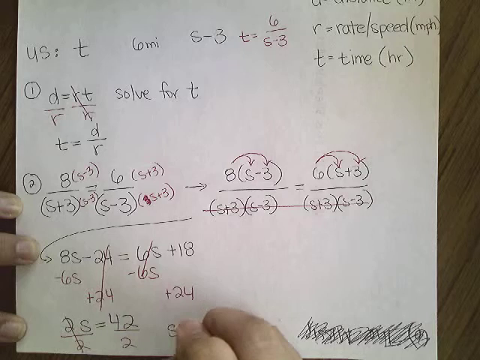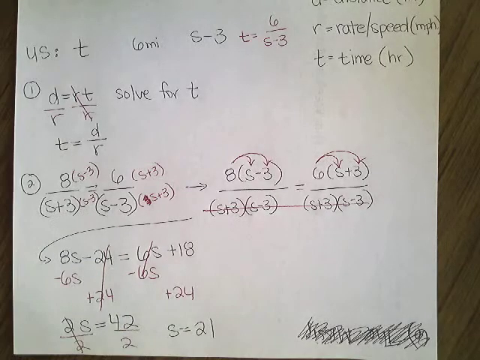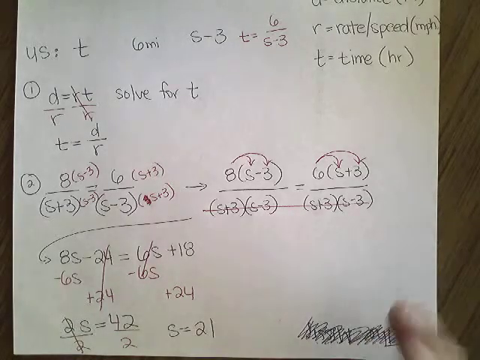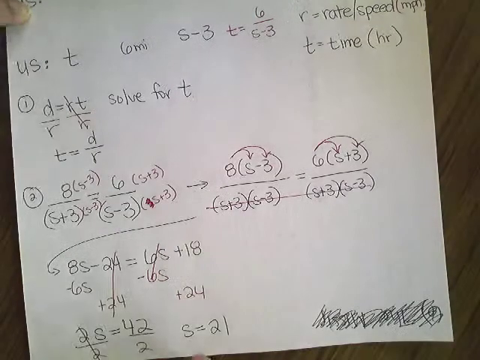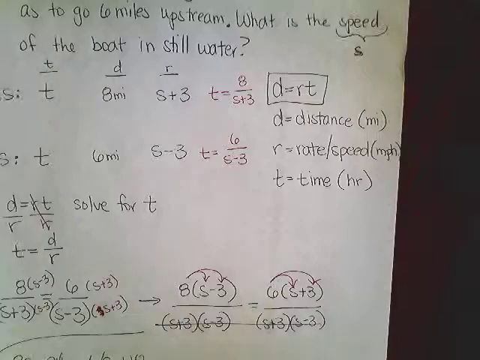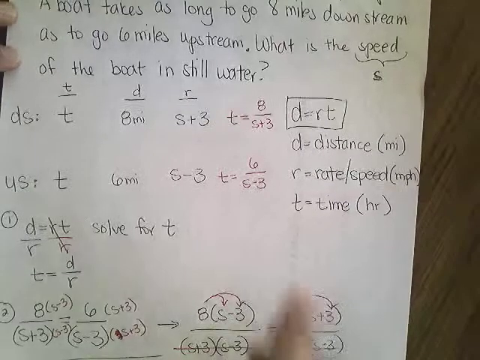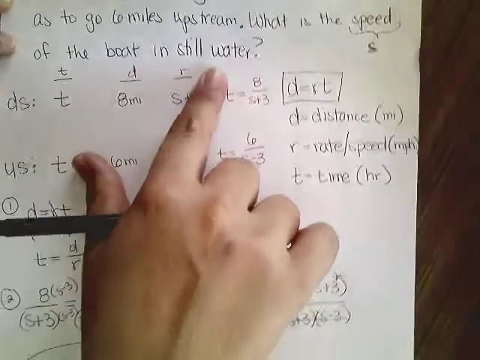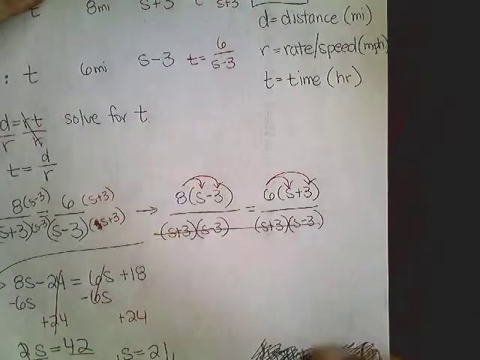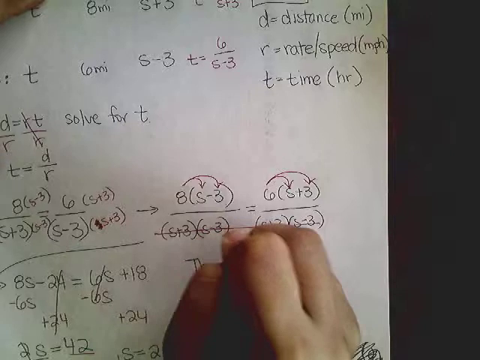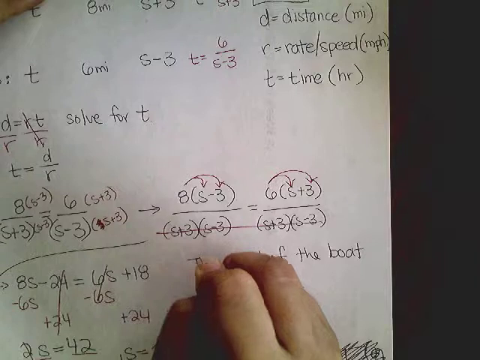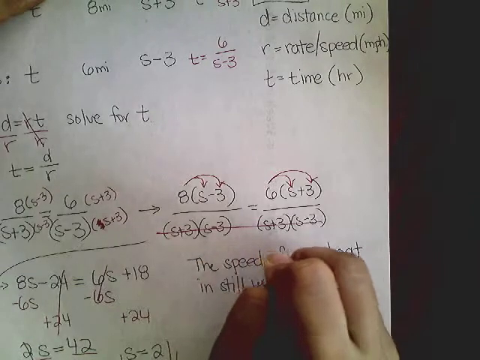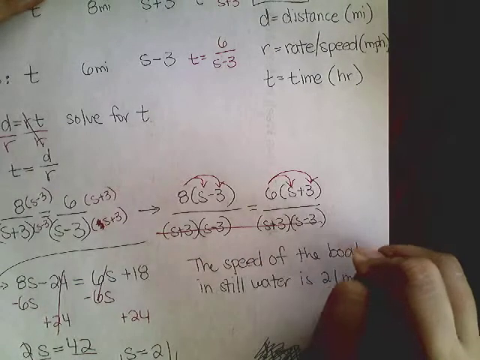And S equals 21. Now, writing a solution like S equals 21 means absolutely nothing. Hey guys, what is the speed of the boat in still water? S equals 21. That means nothing. So I always say if you start with words, you should end with words. What is the speed of the boat in still water? The speed of the boat in still water is 21 miles per hour.